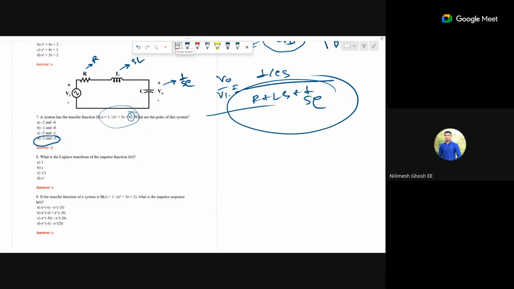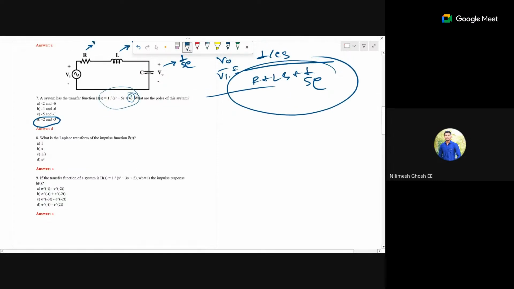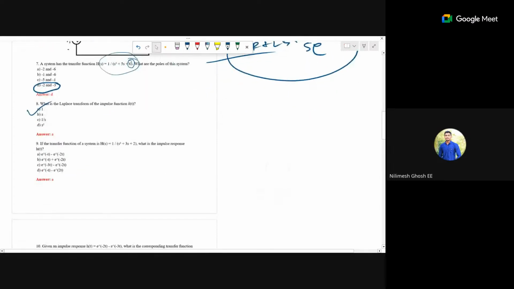I also did the analysis. So delta of t, its Laplace transform will be 1. The Laplace transform of delta of t is also discussed in the classes.